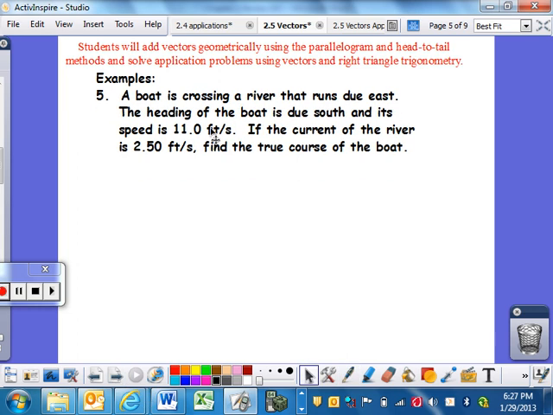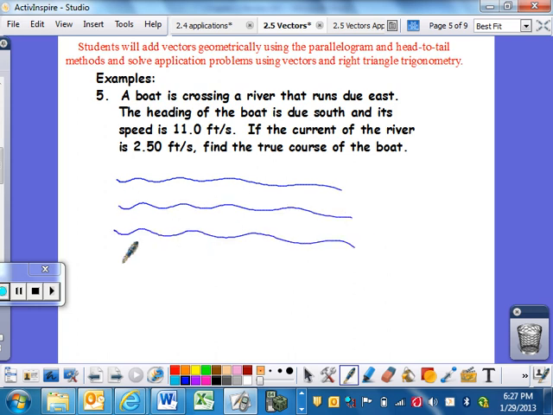So if I have a boat crossing a river, okay, it runs due east. So here's my not so wonderful artistic skills. Here's my river. I'm going to make it be about 4 wavy lines. So imagine that being the fancy river. The boat is going to cross due south. Okay, so I have a boat. I'm not going to draw a boat. My boat's going to be a circle. It's a dot in the water.